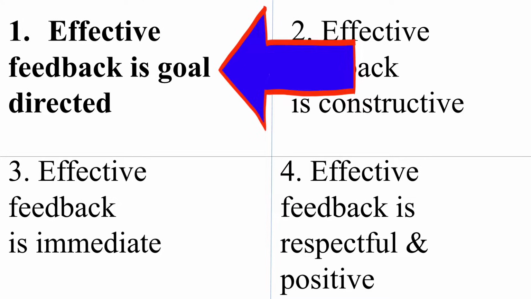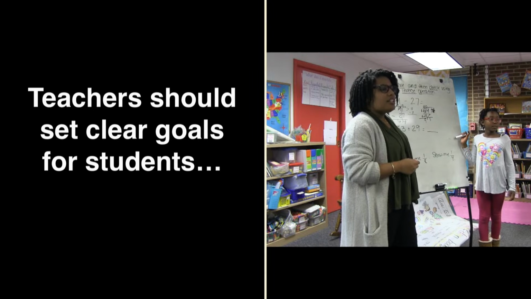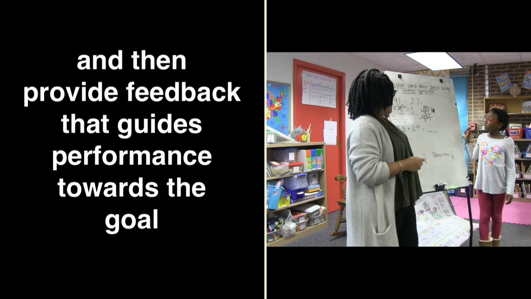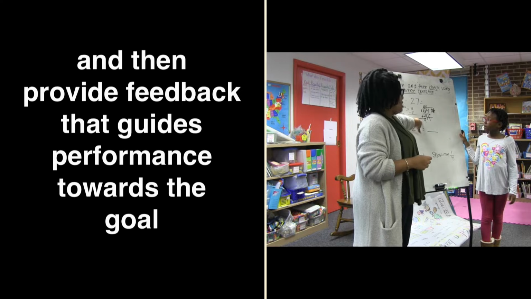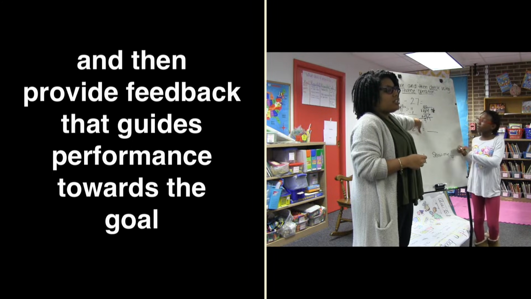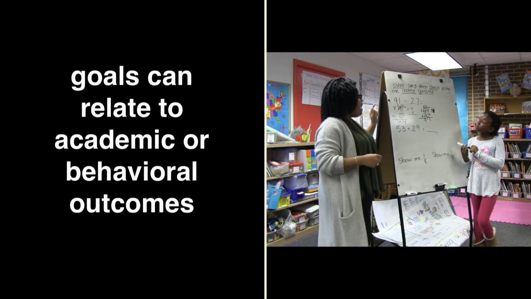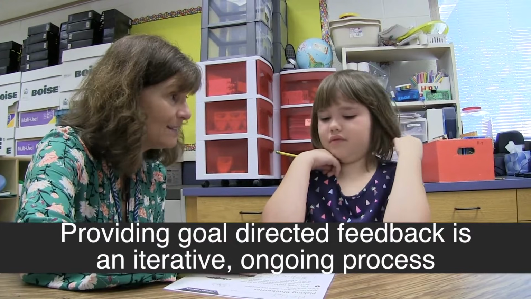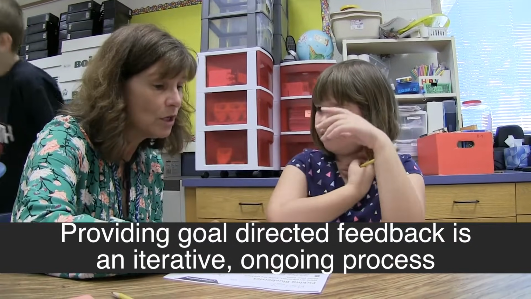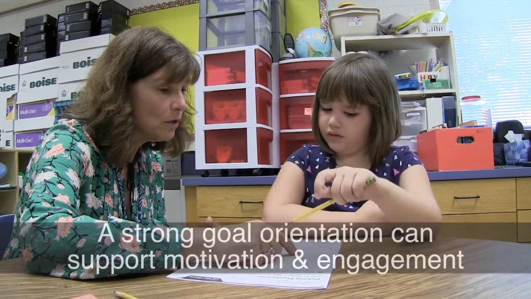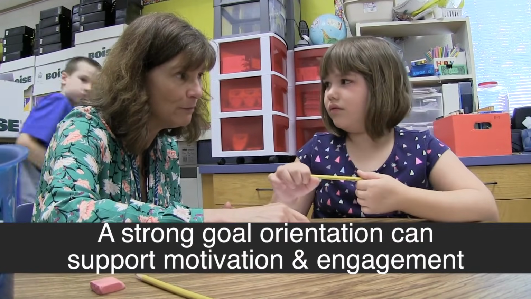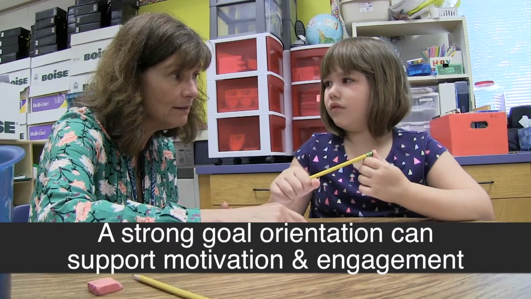Component 1. Effective feedback is goal-directed. Teachers should set clear goals for students and then provide feedback that tells him or her how to improve performance to get closer to that goal. Goals can relate to academic or behavioral outcomes. Providing feedback that is goal-directed is an iterative, ongoing process. Having a strong goal orientation can increase students' motivation and engagement.